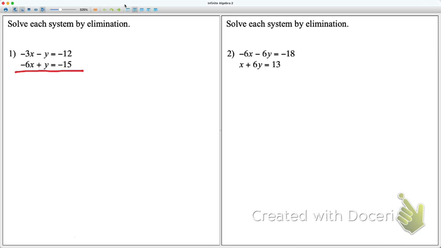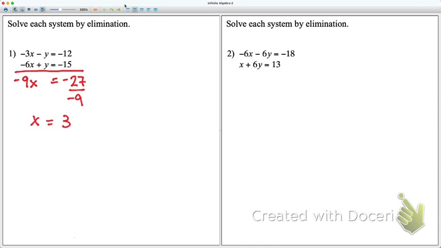So negative 3, negative 6 is negative what? 9. So negative 9x, the y's zero out, equals negative 27. Then you divide by negative 9. So x equals 3. Two negatives make a positive? Yeah. Okay, so now we substitute.